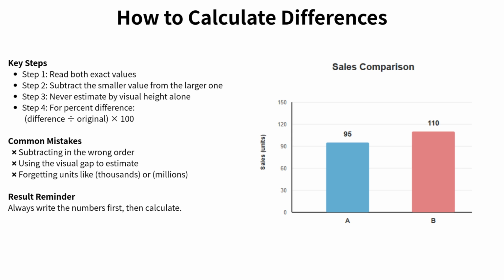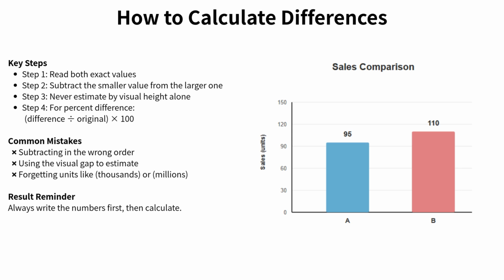In some cases, the SAT will ask for a percentage difference. The formula is: take the difference, divide it by the original value, then multiply by 100. For example, if bar A is 95 and bar B is 110, the difference is 15. To find the percentage increase, 15 divided by 95 times 100 equals about 15.8%.